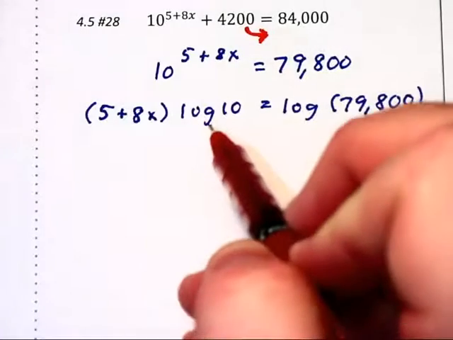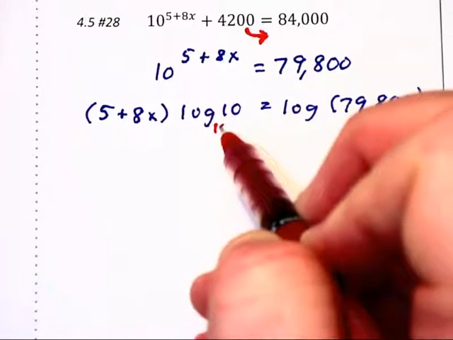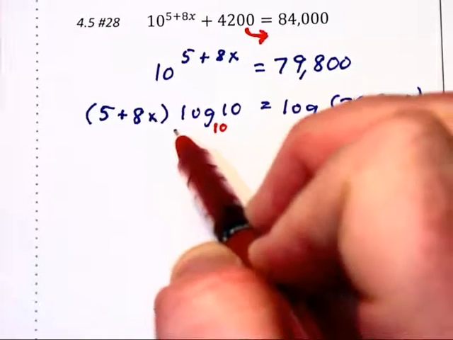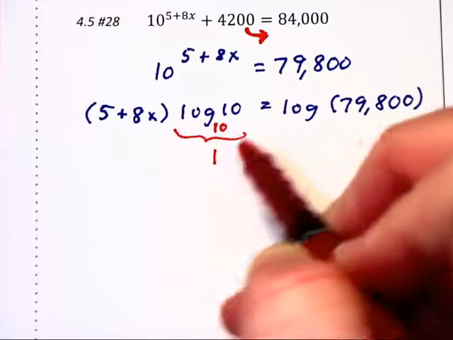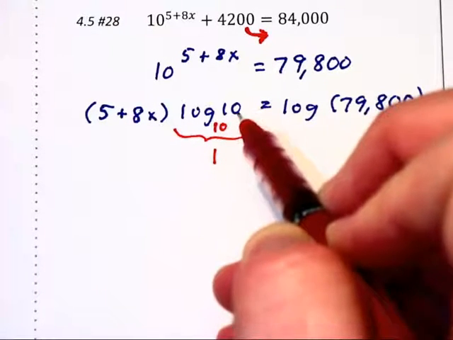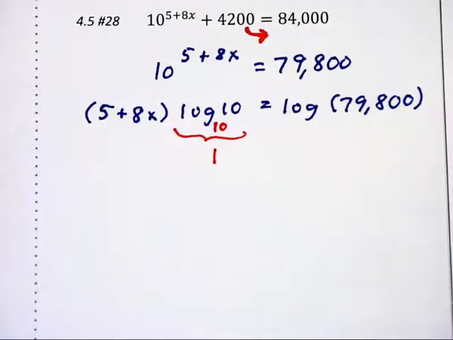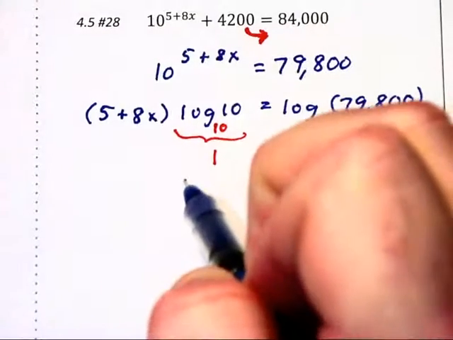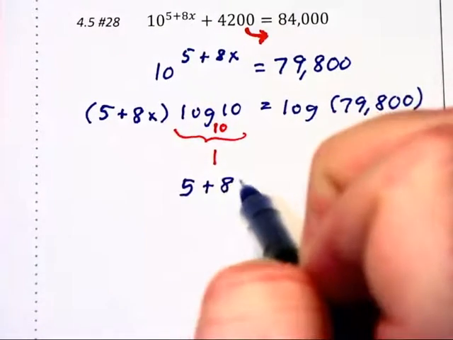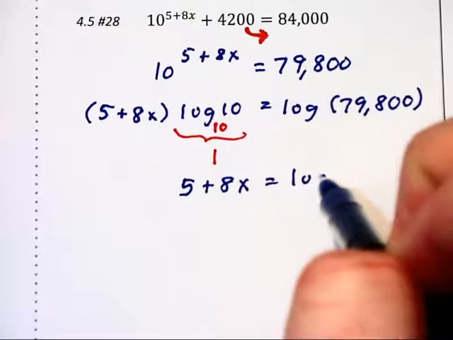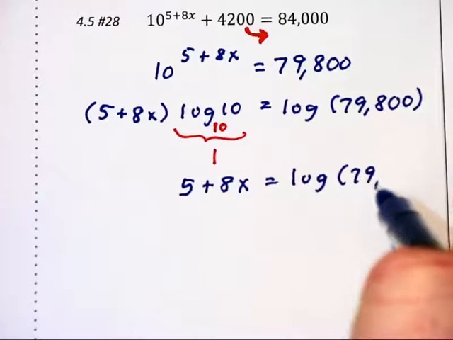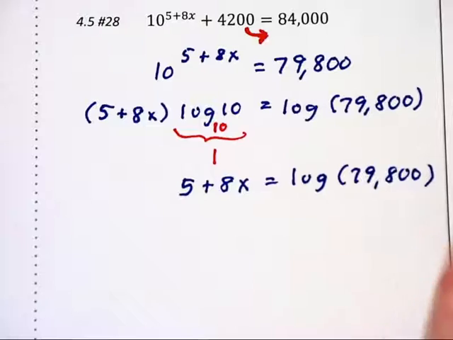Now, since this is the common log, which is base 10, this expression here is equal to 1 because 10 to the first is equal to 10. So we can basically ignore the logarithm and just have 5 plus 8x on the left is equal to the log of 79,800.